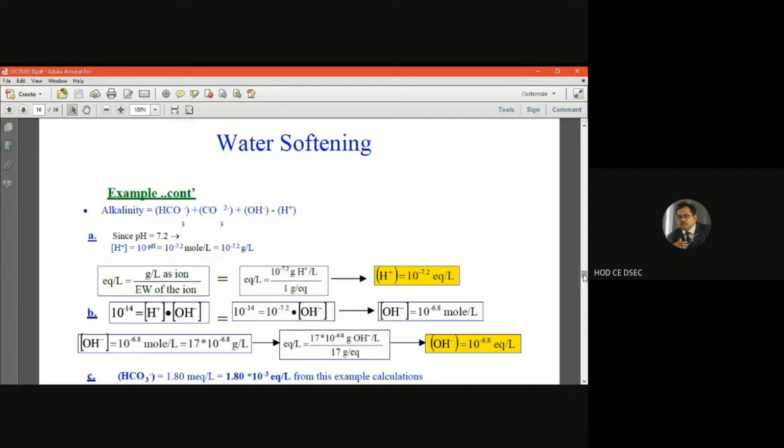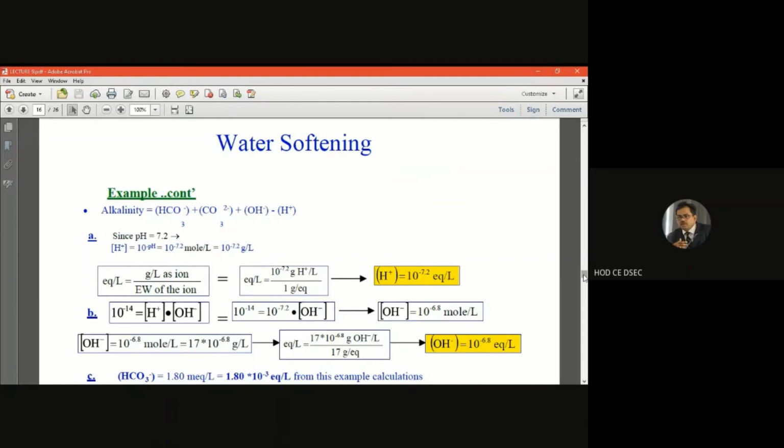If pH equals X is given, it means H plus equals 10 to the power minus X. pH equal to Y means H plus equals 10 to the power minus Y. This we have to keep in memory: a given pH value means H plus is 10 to the power minus that value. So H plus is 10 to the power minus 7.2. Fine.